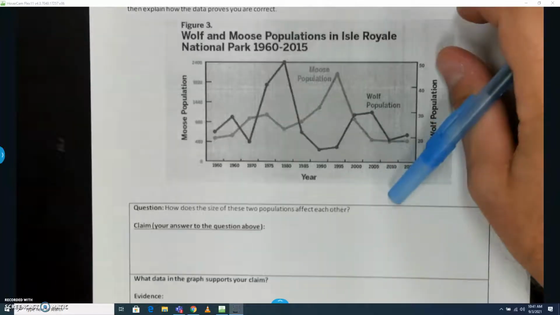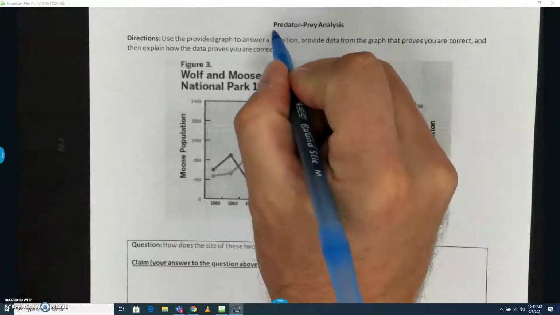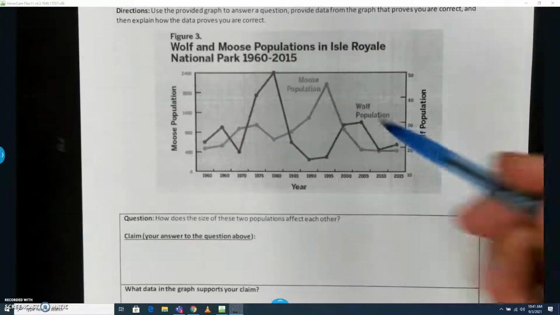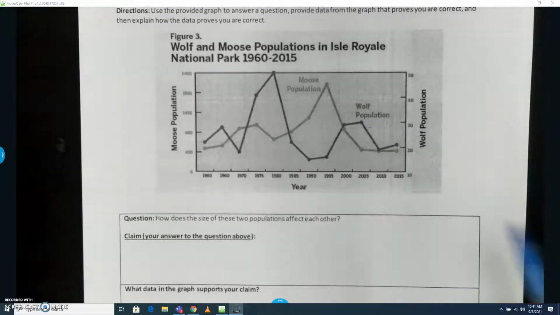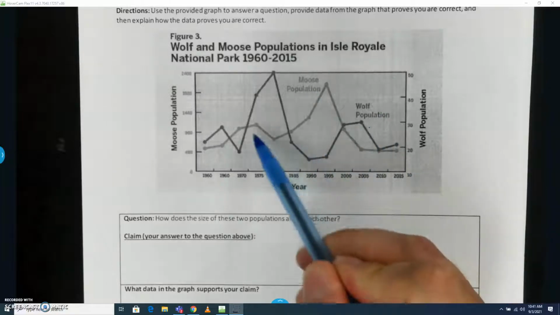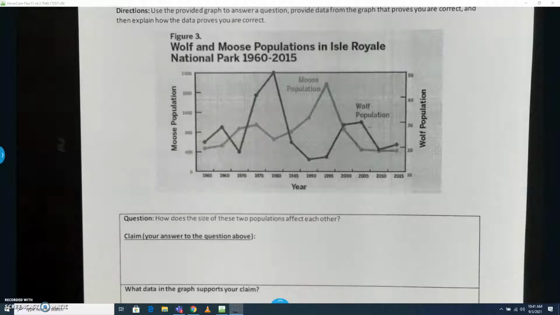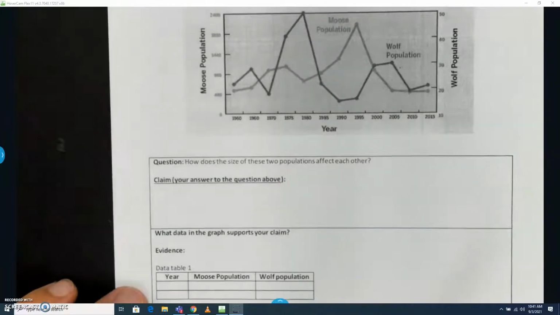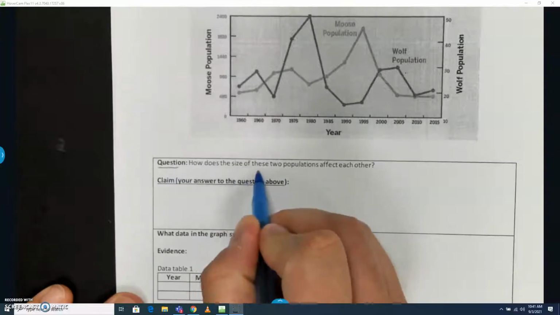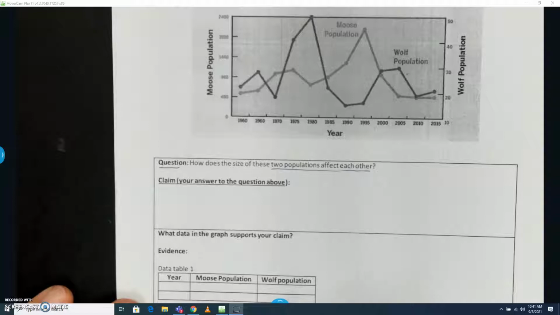This video will be beneficial for those of you who were gone and missed the predator-prey analysis when we were working through this in class. So we're looking at a predator-prey graph here, which is showing how wolf populations and moose populations fluctuate or change over the course of time. So with this, the question is, how does the size of these two populations affect each other?